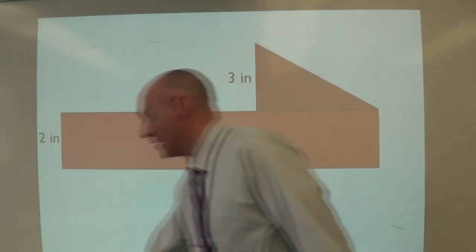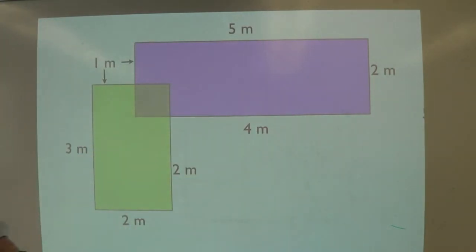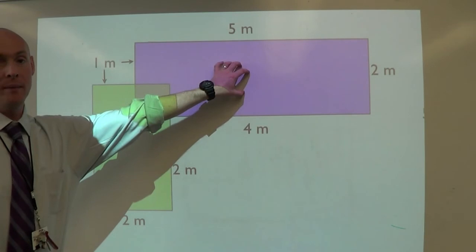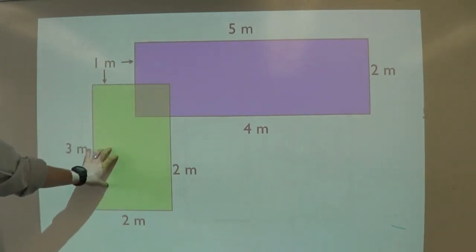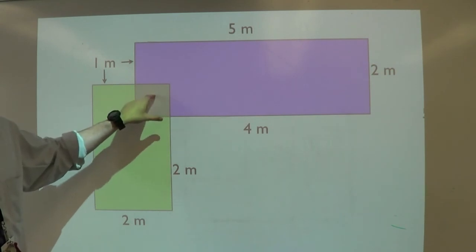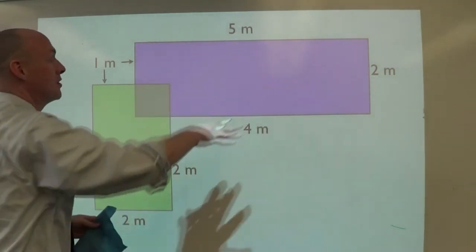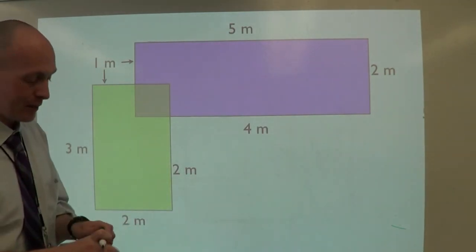Okay. Next, I'm going to give you one of these. Here you have two rectangles. Figure out the area of one, figure out the area of the other, and then figure out the area of the square right in the middle here. Again, you're going to have to use different numbers here. You're kind of going to have to be a detective.